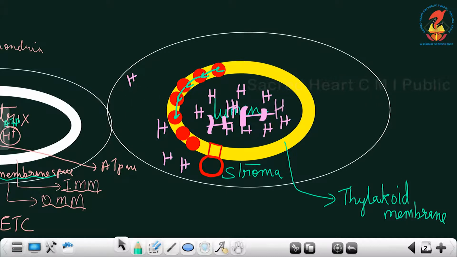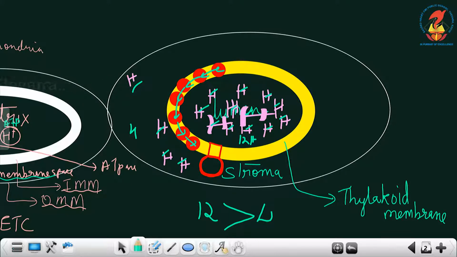I am not going to remove all the protons. It is not going to be 0. There will be some protons out in the stroma, but look at the number of protons in the lumen: 1, 2, 3, 4, 5, 6, 7, 8, 9, 10, 11, 12. So, there are 12 protons inside the lumen, but look at outside: 1, 2, 3, 4. So, we have more protons in the lumen, 8 more than what is in the stroma. So, a proton gradient is created.